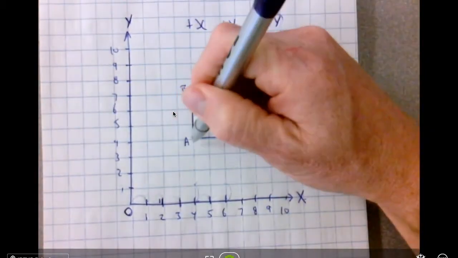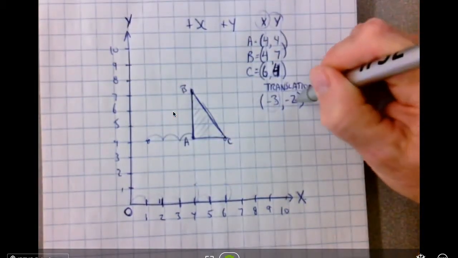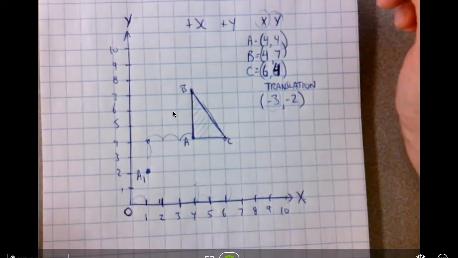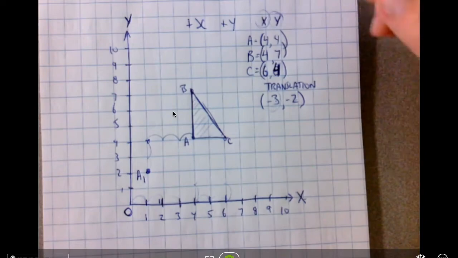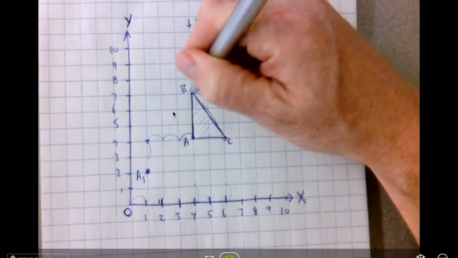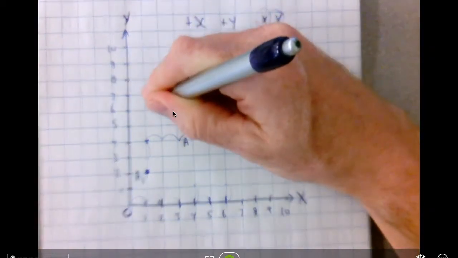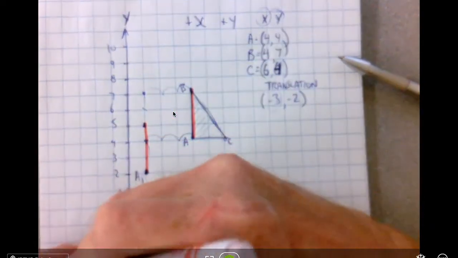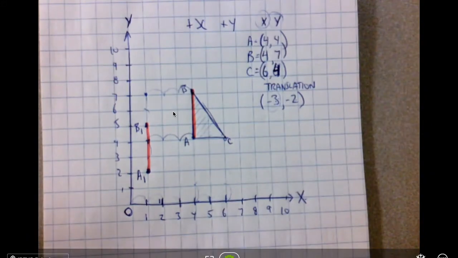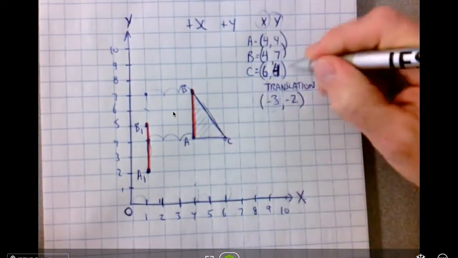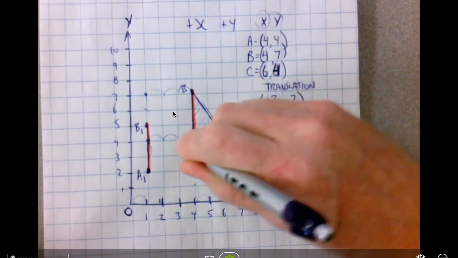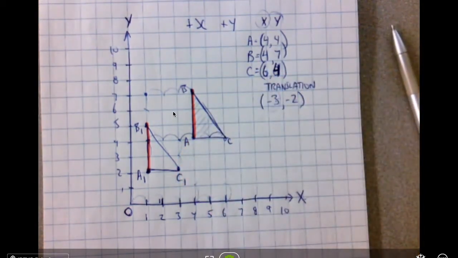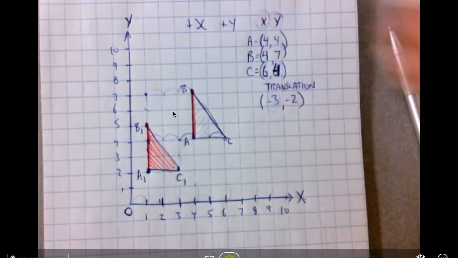So you'd find A, you go 1, 2, 3, and then you go down 1, 2. So my new A, which is called A1, belongs there. And then B does the same thing. I go -3, 1, 2, 3, and then I go down 2, 1, 2. So this line here becomes this line here. So B becomes B1. And then C does the same. -3, 1, 2, 3, and then 2 down, 1, 2. And it becomes C1. There we go.